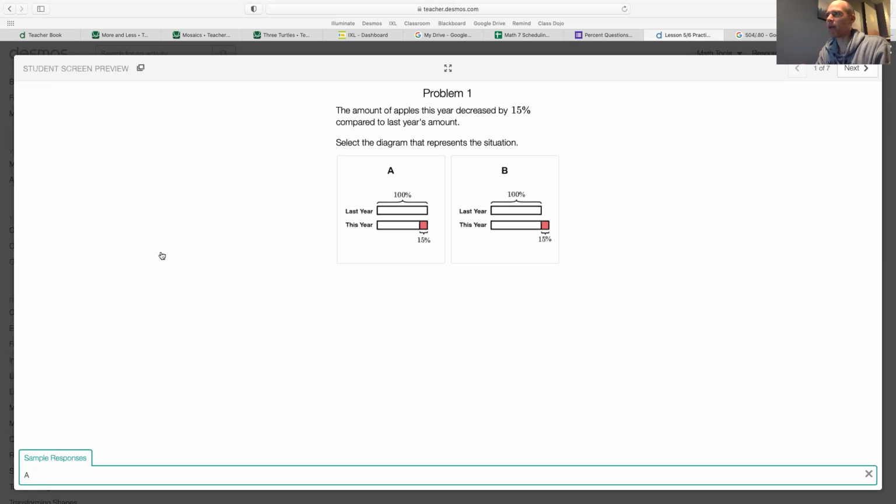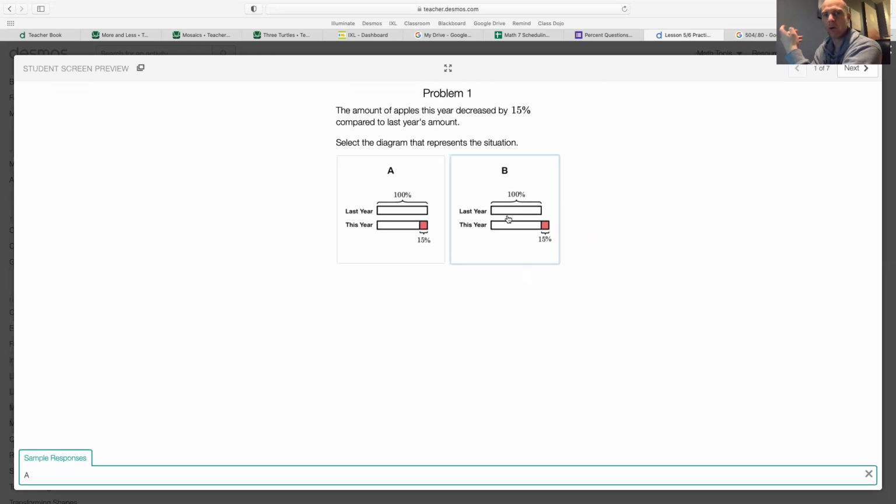It says the amount of apples this year decreased by 15% compared to last year's amount. Okay, so like a harvest, I guess. Select a diagram that represents this situation. So I look at the two diagrams and I look at B first. And I see that with B, the top bar represents last year's amount, which would be the 100%.